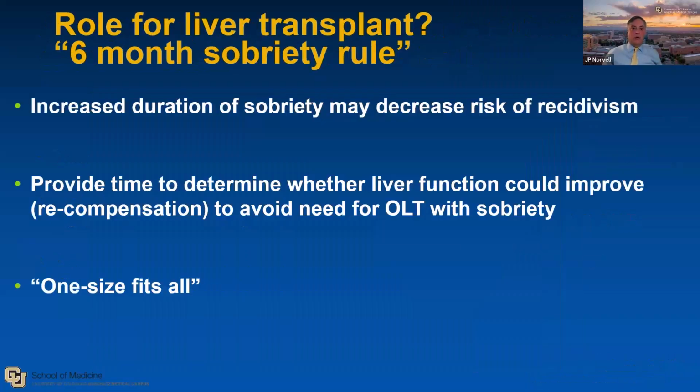So historically, these are all limited treatments. And so liver transplant has been the ultimate treatment. But unfortunately, we have used the 6-month sobriety rule for a number of reasons. But of course, that's not going to help our patients with alcoholic hepatitis. Now, it's important, I think, to understand the logic of why we use the 6-month sobriety rule.